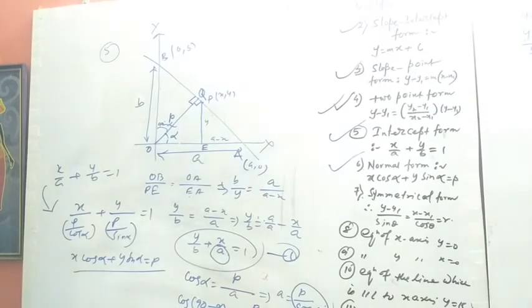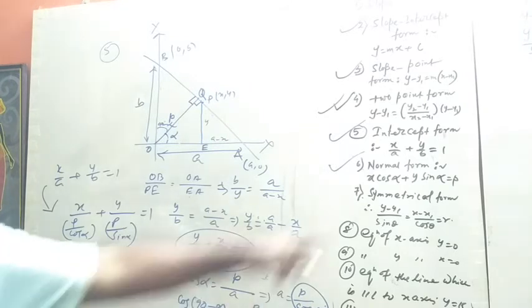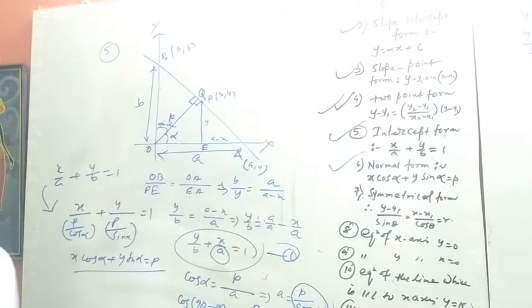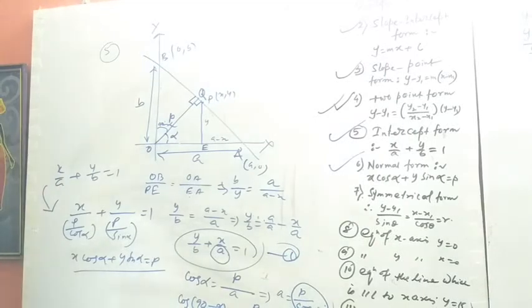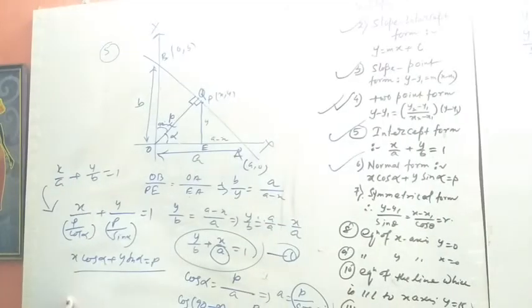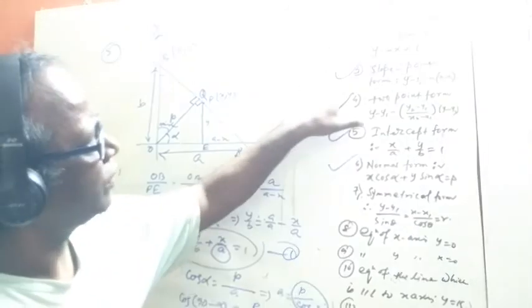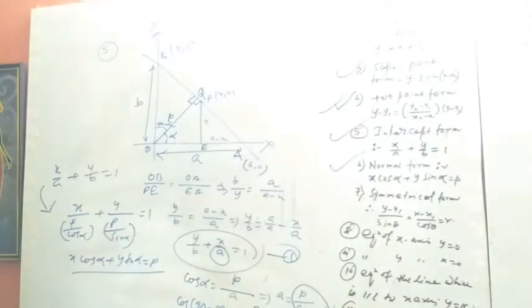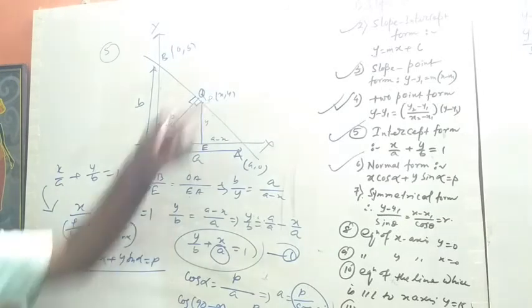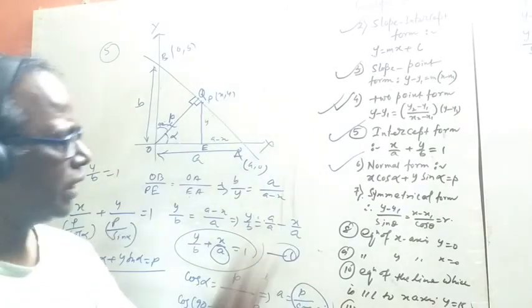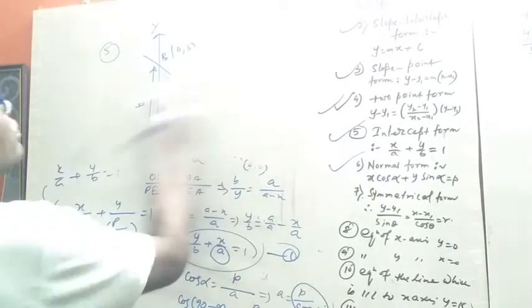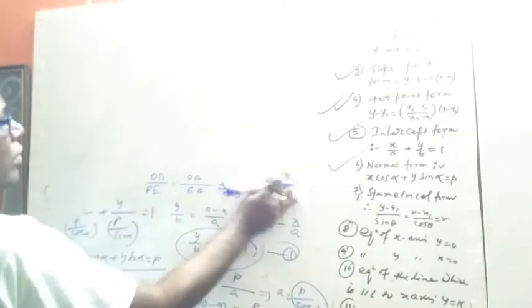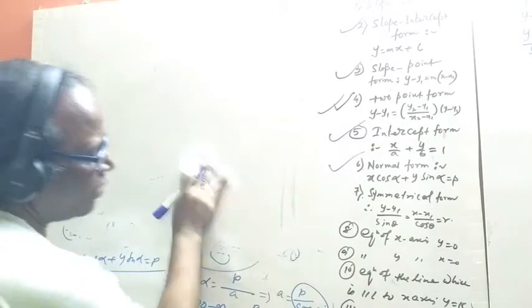Number 7 point, which is called the symmetrical form. This is a very important point for the IIT exam, Main and Advanced. So what is the definition of symmetrical form? It comes from the number 3 point, y minus y1 by m equal to x minus x1. From that form we will reduce and transfer to this form. Okay, let's see that. So now we have to discuss the symmetrical form.